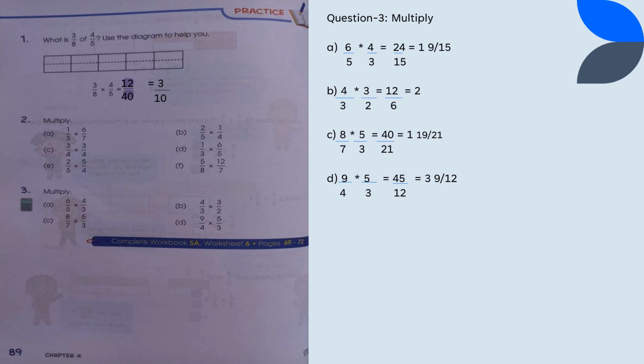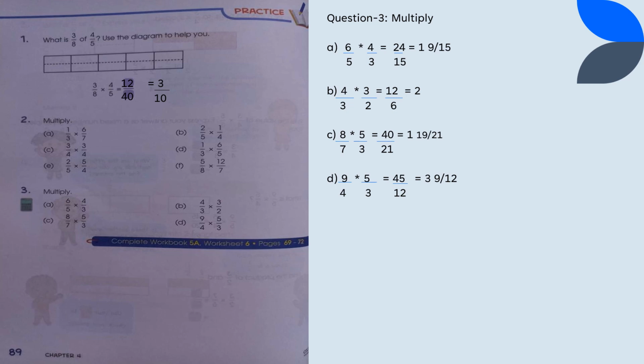Now we have part C, in which 8 divided by 7 multiplied by 5 divided by 3 results in 8 multiplied by 5 is 40 in the numerator, and 7 multiplied by 3 is equal to 21 in the denominator. And if we divide 40 by 21, we have 21 into 1 is 21. We can't go for 2 because it becomes greater than 40. So we have 19 as a remainder. So our answer becomes one whole number, 19 over 21, with the help of division.